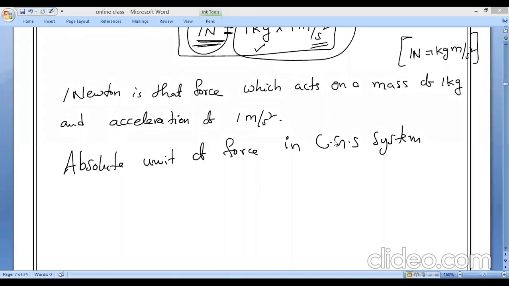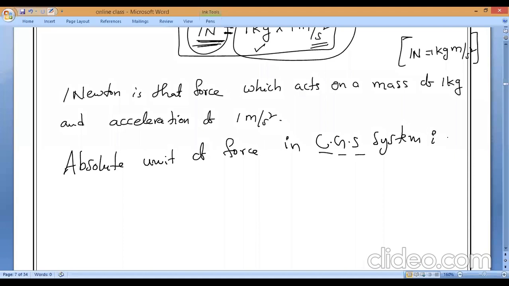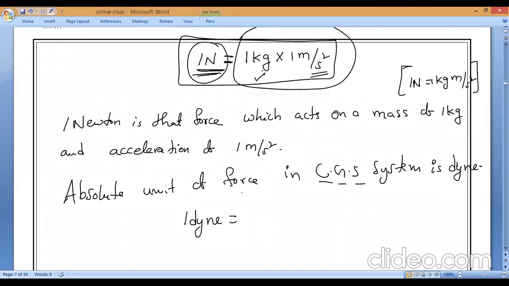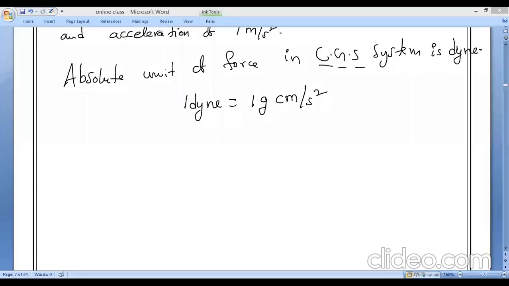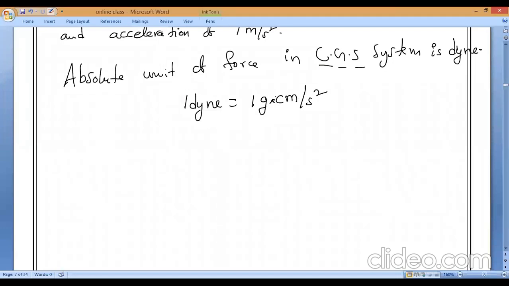What do you mean by CGS system? Centimeter gram second, sir. Centimeter, gram. So the CGS unit of force is dyne, D-Y-N-E. We know that 1 dyne is equal to, instead of kg, I can write 1 gram, and instead of meter per second square, the same with centimeter. So 1 dyne is equal to 1 gram into 1 centimeter per second square.